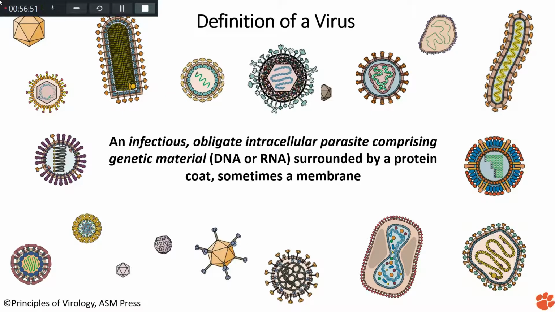Right. So the definition of a virus, we're going into some real terms. An infectious, obligate, intracellular parasite comprising genetic material, DNA or RNA, surrounded by a protein coat, sometimes a membrane. And the first thing that you are going to see is that viruses, as I said, are passive agents. It's a molecule. It does not have any life. Then how can you say that it's a parasite? That's a term that we use for a living thing.